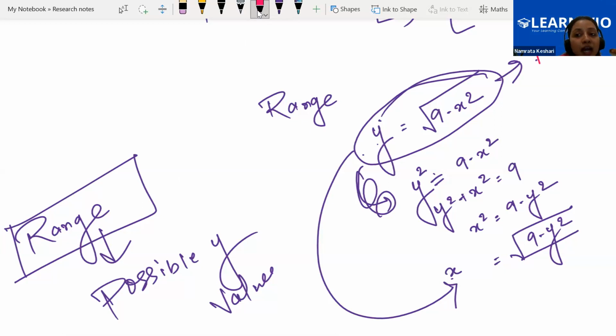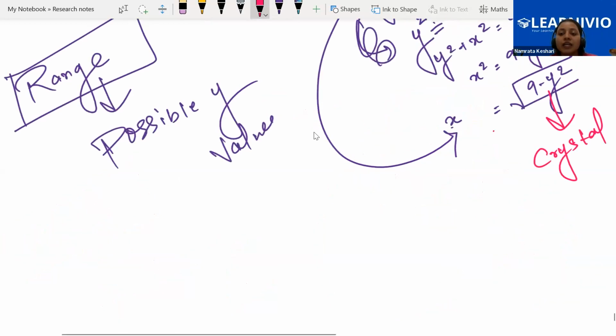Here it was not possible to think about what can be the possible y value. Here it was not that clear. But when the same equation is written in this form, it is crystal clear that y will lie in the interval minus 3 to 3. Yes or no? Because inside the square root, a negative number is not allowed anytime in mathematics. So definitely y will lie between minus 3 to 3. Yes or no? Yes.